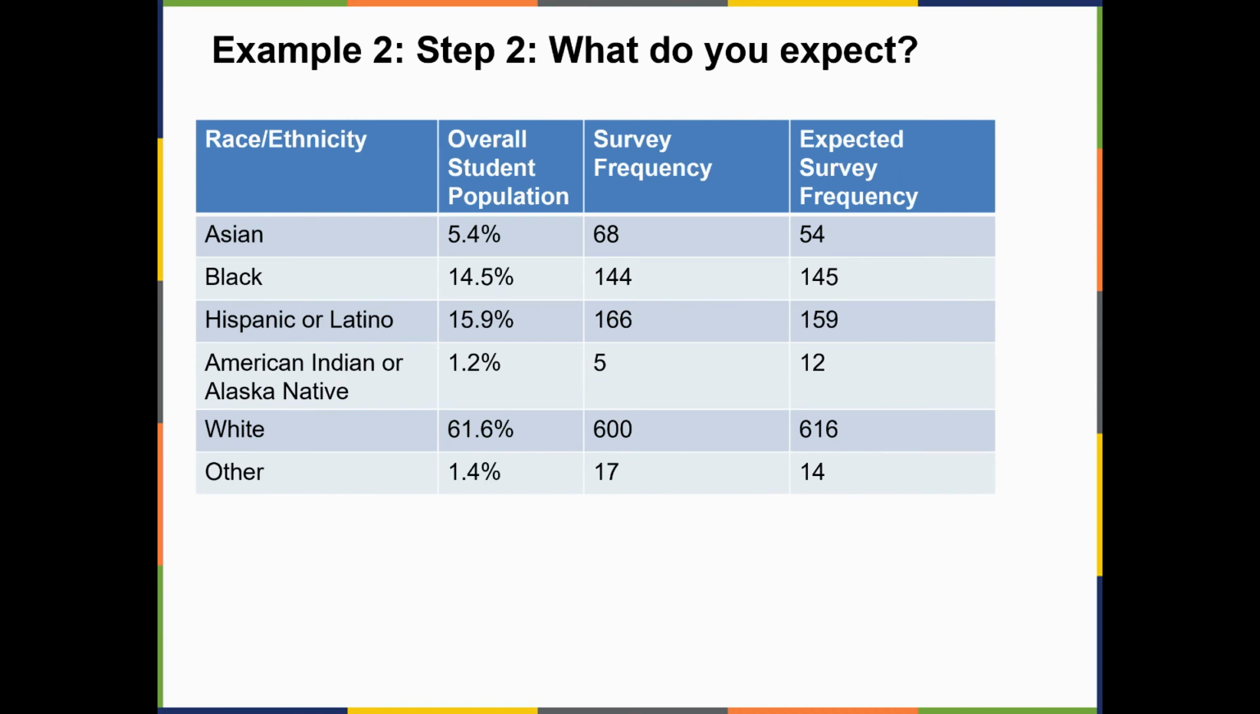The next thing we need to do in this one is figure out what we would expect if they did match. So this is the data from before. Remember, this is from our survey, so we're going to ignore this for now. And what we're going to say is, remember, it was 1,000.